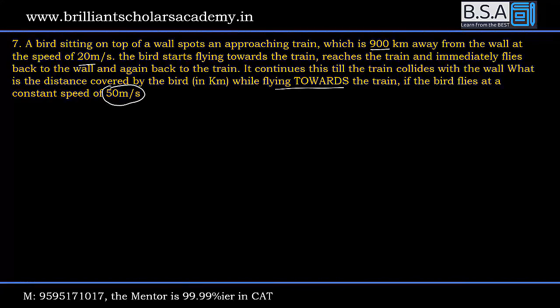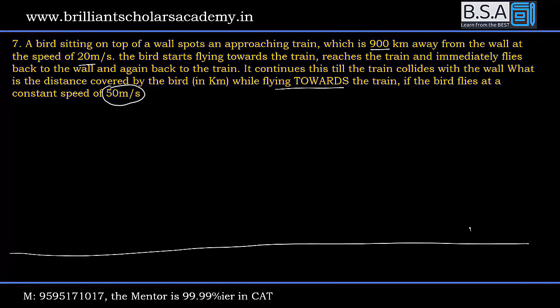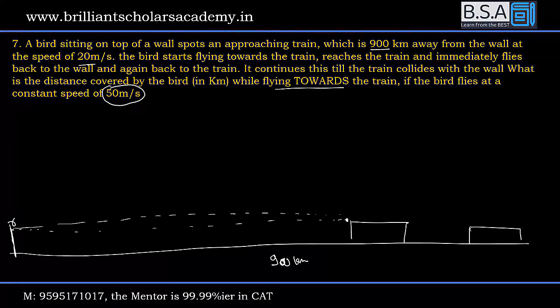See, visualize this is the land, or railway track. There is a train somewhere here. This is the wall. This wall has a bird on the top of it. Now, when the bird sees the train, it is 900 kilometers away. The bird goes towards the train. The train is also moving. So, the bird will meet the train somewhere on the way, and it immediately flies back. So, do you understand?